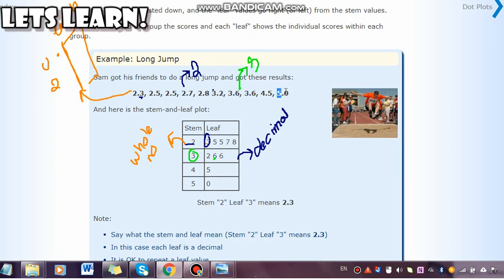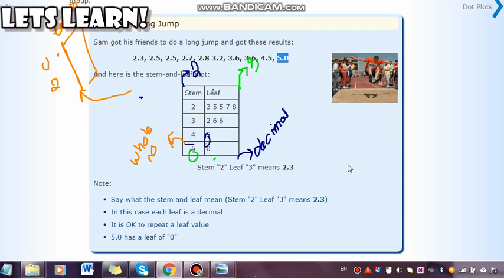Now again we have another group, that is 5, stem 5, but 0 is the leaf. So if I analyze it again, the number 2 has 1, 2, 3, 4, 5 leaves. The number 3 has 1, 2, 3 leaves. The number 4 has 1 leaf. The number 5 has also 1 leaf.